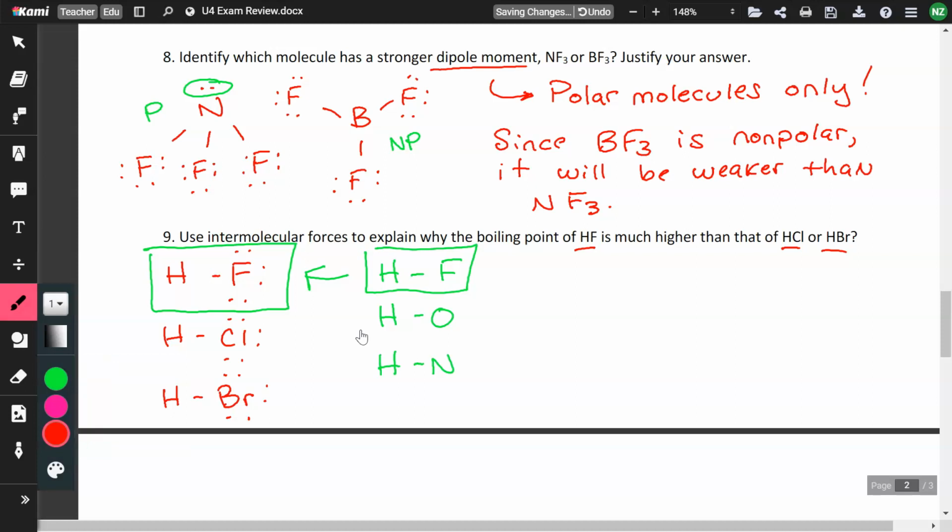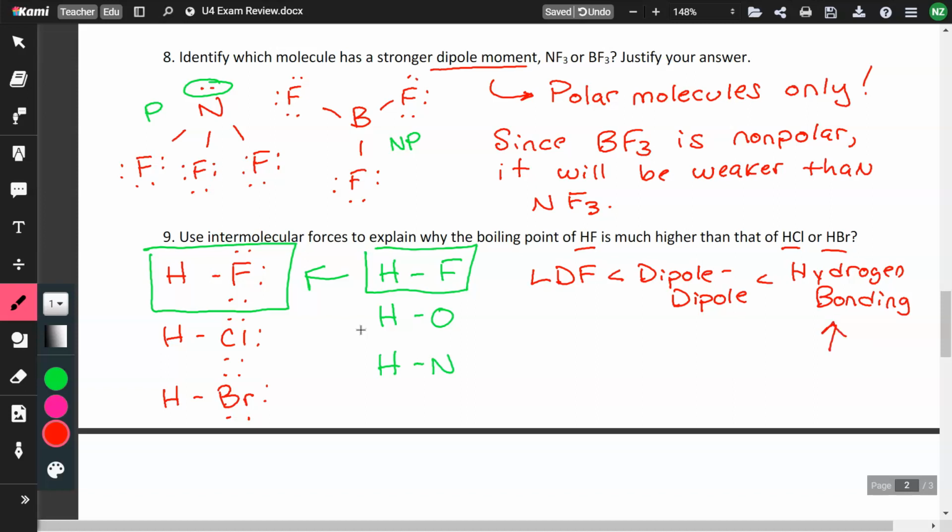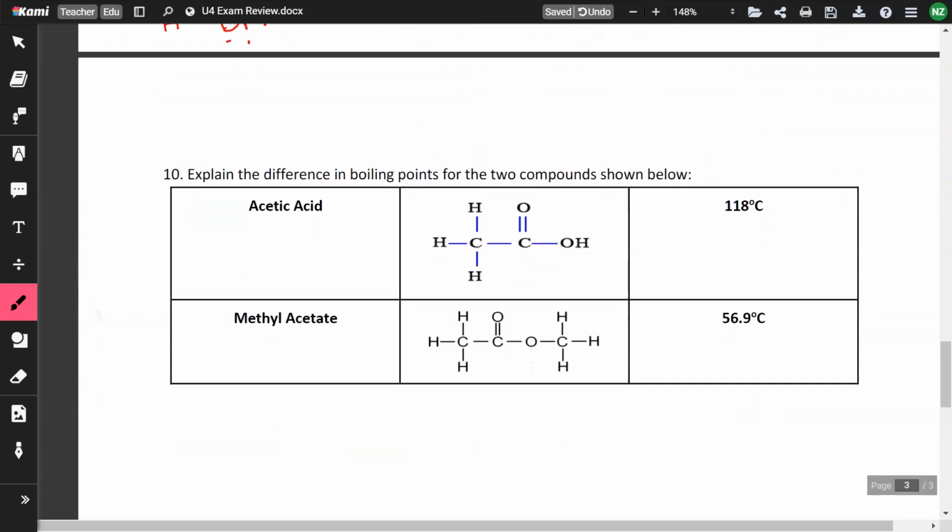So, because it's got hydrogen bonding, and remember, the ranking from weakest to strongest is London dispersion, dipole-dipole, and then hydrogen bonding. Because HF has hydrogen bonding, it's going to have a much higher boiling point. Okay, it takes more heat to make those boil. So, because it has the strongest intermolecular forces, it's going to have the highest boiling point.